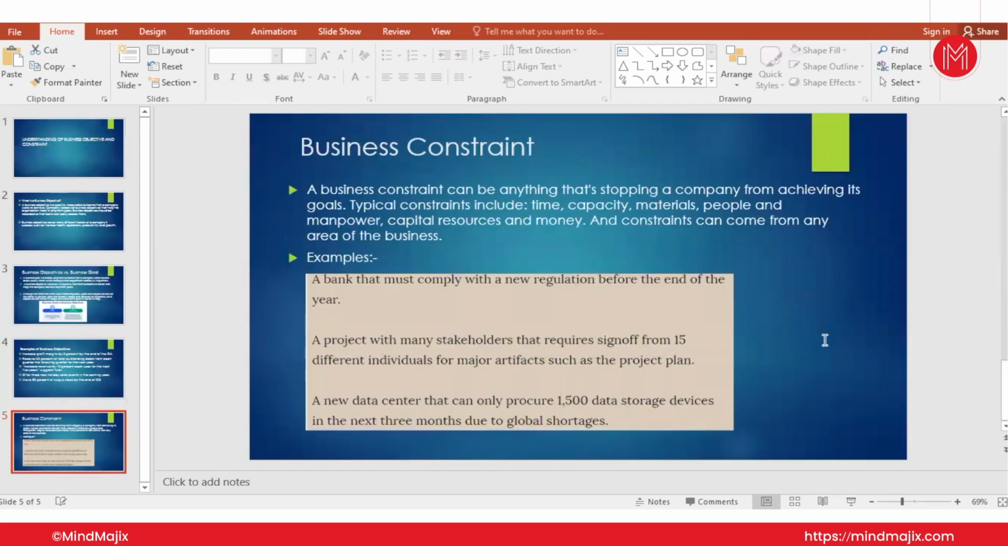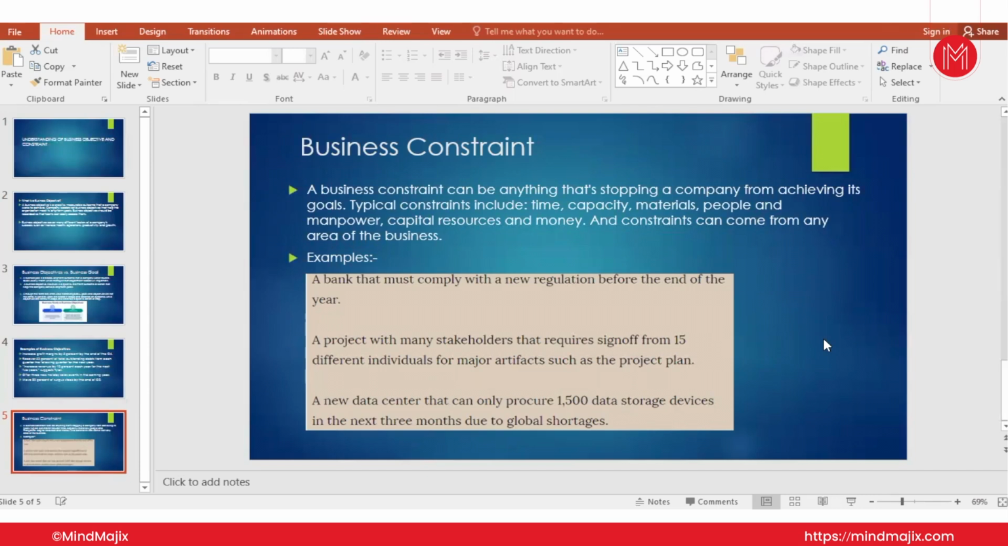What are constraints? A business constraint can be anything that is stopping a company from achieving its goals. Typically, constraints include time, capacity, material, people and manpower, capital resources, and money. Constraints can come from any area of the business. They are the restrictions on business growth or business performance.